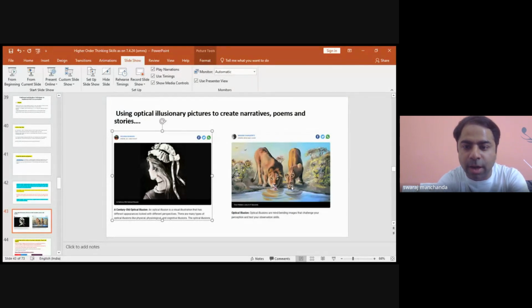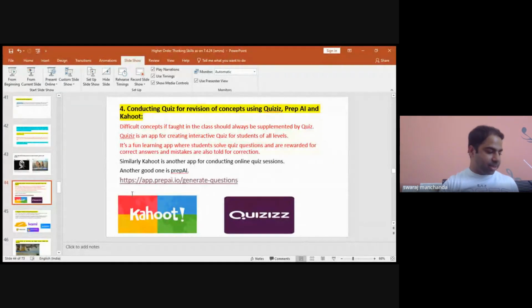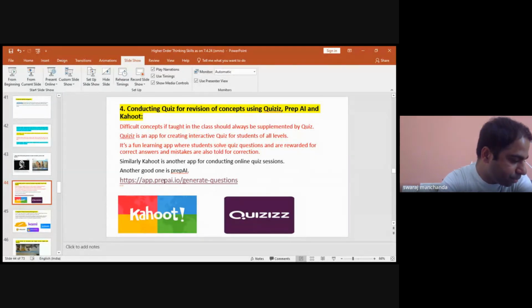This is a picture showing two tigers, but two are at the back. It is an optically illusory picture. These are good for increasing their sensory powers, which will further enhance analysis. We have apps, Kahoot, quizzes, and there is one more app, Prep AI. It's a good one.